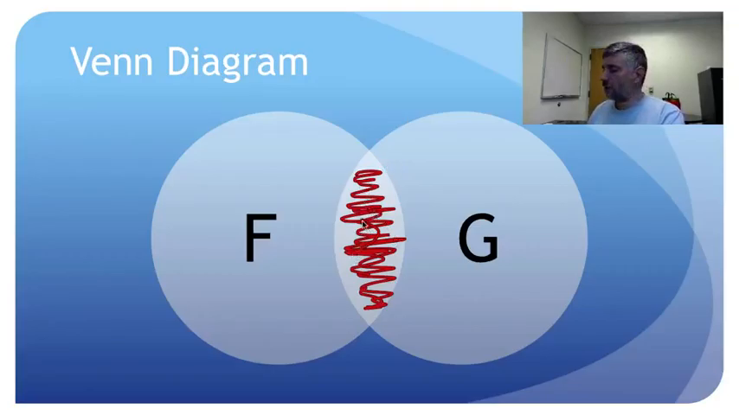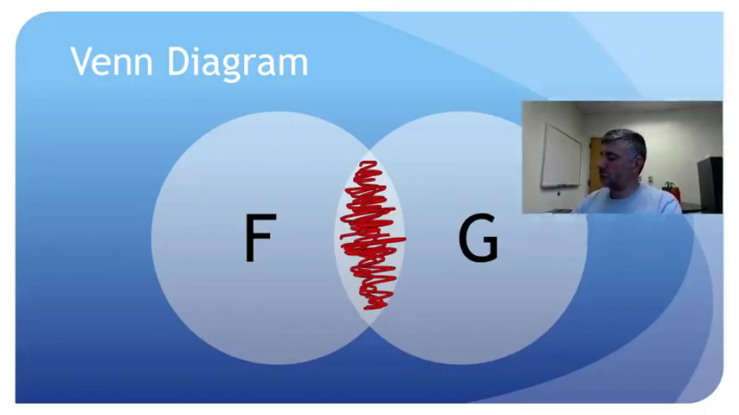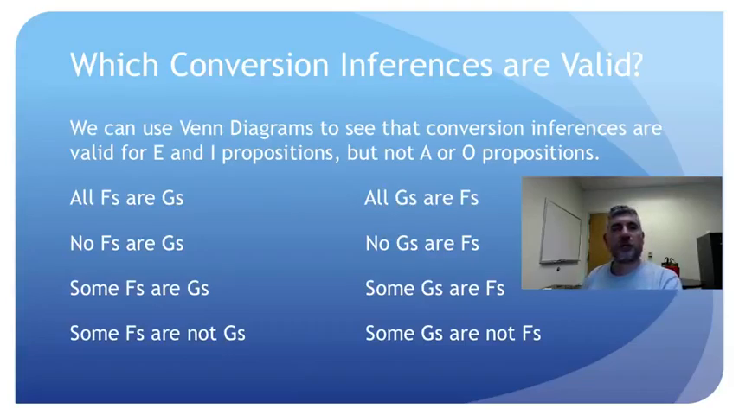But now look, if no F's are G's, then we can just read off from that that no G's are F's, right? If there are any G's, they can't be in the area that's shaded in, right? Because what it means to shade in the area is that there's nothing there. So whatever G's there are, they can't be inside the F circle. They've got to be outside the F circle. So if it's true that no F's are G's, then it's got to be true that no G's are F's. The Venn diagram for no F's are G's shows us that. So conversion inferences are invalid for A propositions, but they're valid for E propositions.